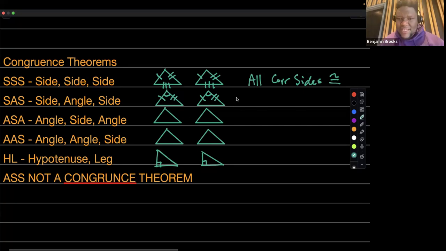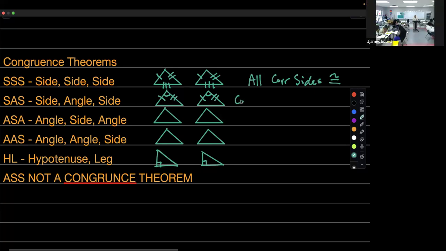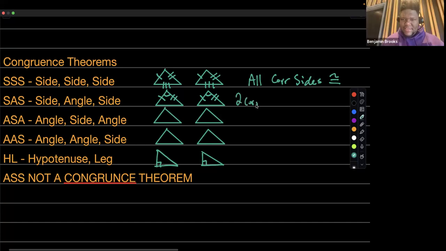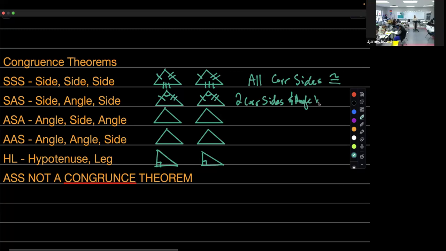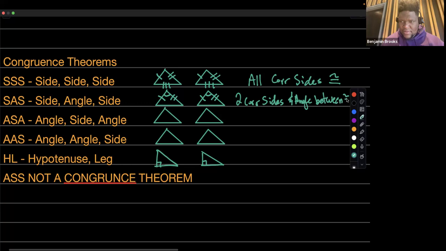So basically what we can say is, if two corresponding sides and the angle between them are congruent, then you're congruent. And it's very important to note that the angle between them has to be congruent.